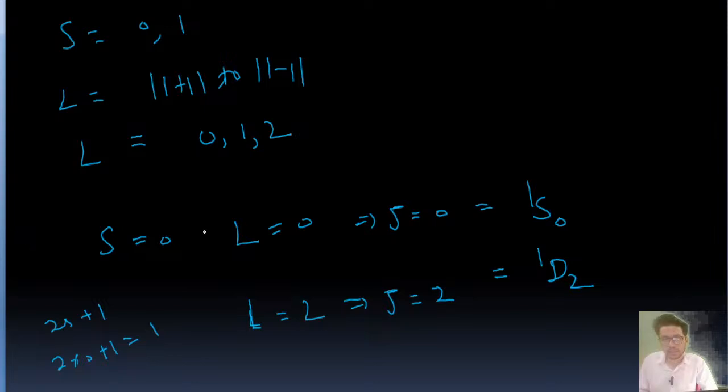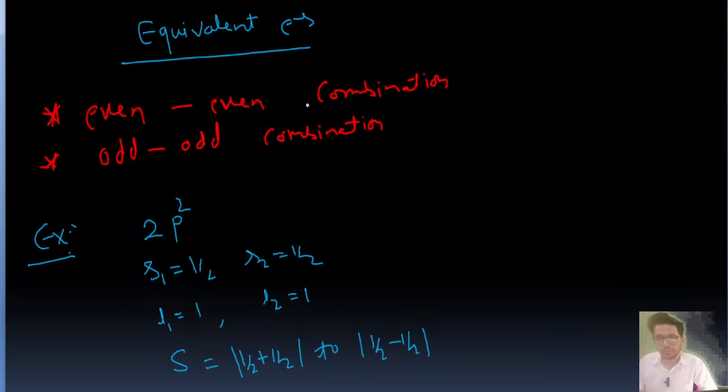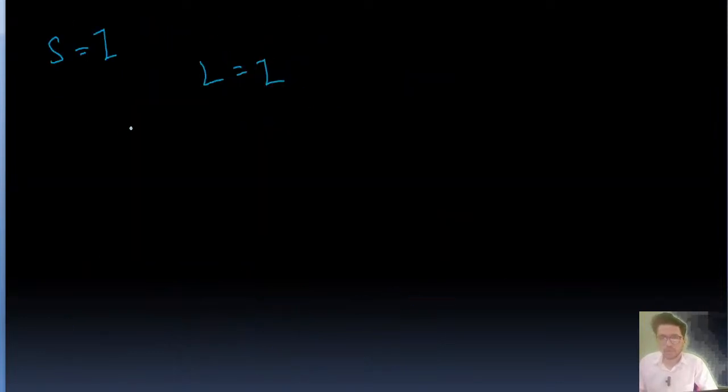Now second is odd with odd. For S equal to 1, L value will be 1. Only this will couple, not L equal to 2 and L equal to 0, because these are even values. So this point is very important: even with even, odd with odd combination. So L equal to 1. J value is going to be 1 plus 1, 2, and 1 minus 1, 0, means 0, 1, 2.